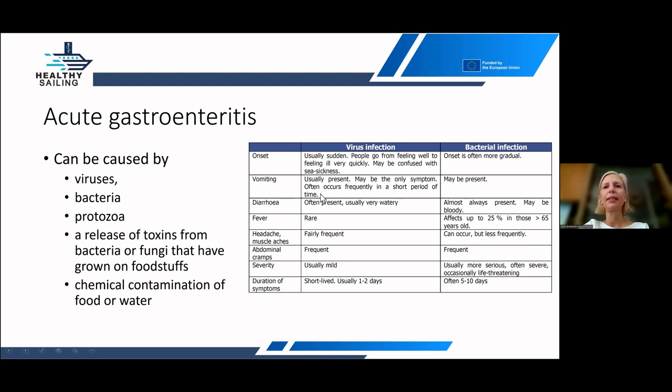Vomiting is usually present in virus infection, but in bacterial infection it may be present, and we have other differences for symptoms. For other symptoms like diarrhea, for viral infection it is often present, usually very watery. For bacterial infection, it is almost always present, and maybe bloody depending on the pathogen. For viral infection, this is usually mild. Bacterial infection can be more serious. The duration of symptoms for viral infection is usually 1 to 2 days, and for bacterial infection, often 5 to 10 days.